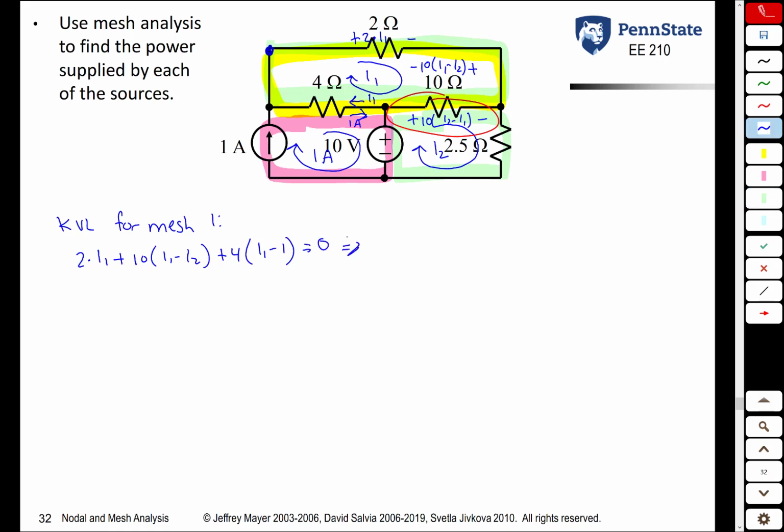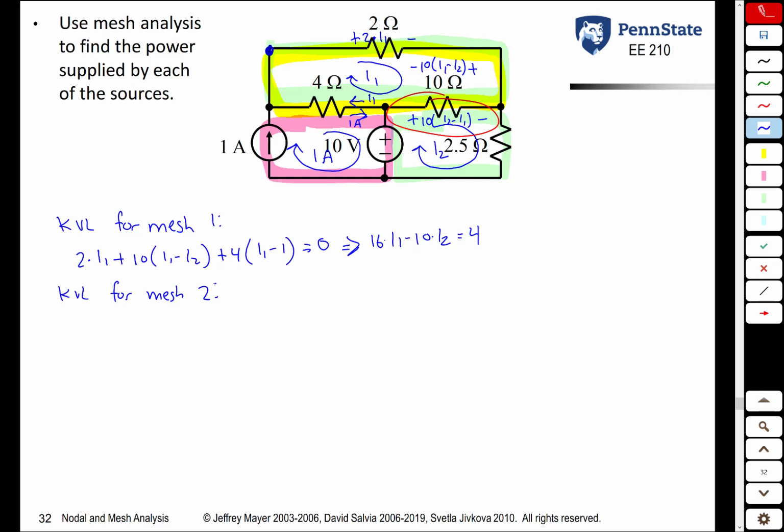We can simplify this equation. We get 16 times I1 minus 10 times I2 equals 4. Now let's do KVL for mesh 2.